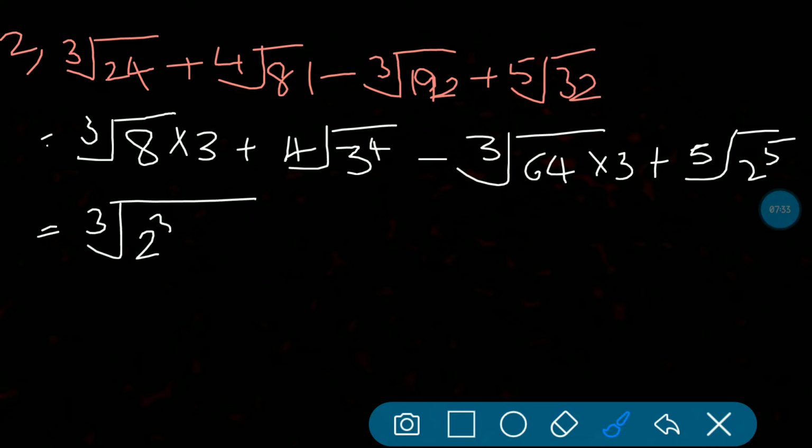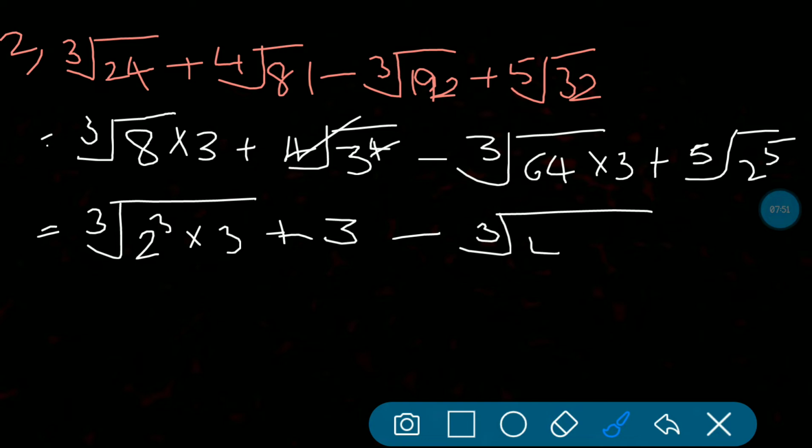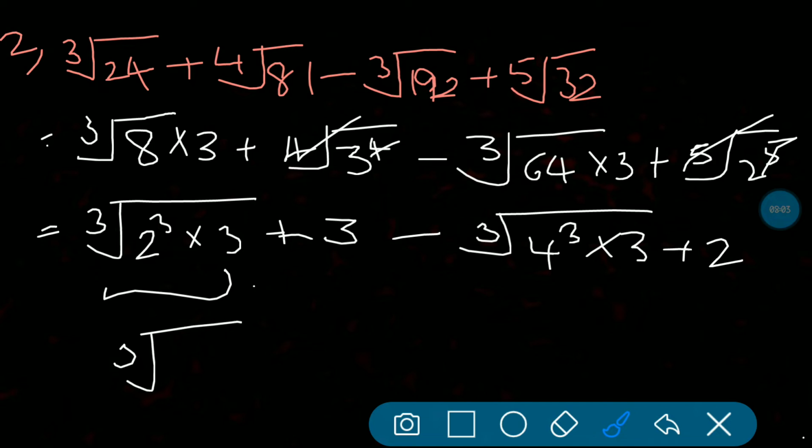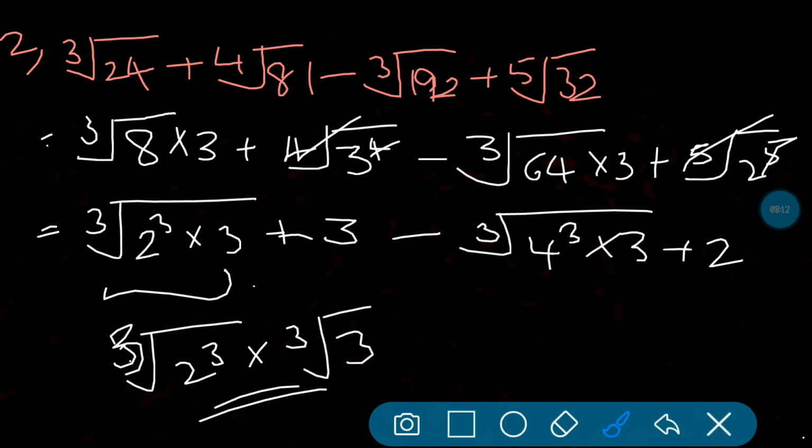Cubed root of 8 can be written as 2 cube into 3, plus here 4th power and 4th root will get cancelled, so plus 3 only, minus cubed root of 64 can be written as 4 cube into 3 as it is, plus here 5th power and 5th root will get cancelled, plus 2. Now here you know what to do, right? Cubed root of 2 cube multiplied by cubed root of 3.